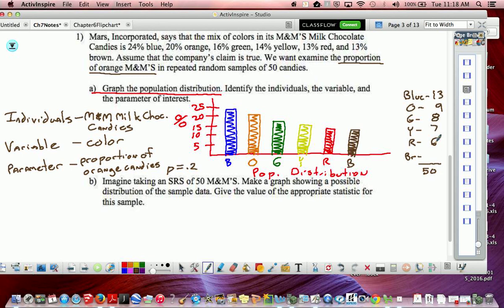What do these have to add up to? They have to add up to 50. So 13, 9, 8, 7, 6 actually adds up to 43, so brown has to be 7. Now, is this the only answer we could have? No. This could be 15, and this could be 7, this could be 10, and this could be 5.